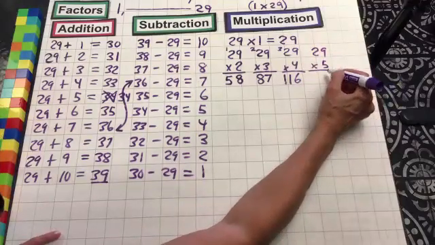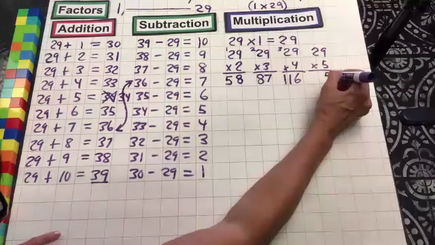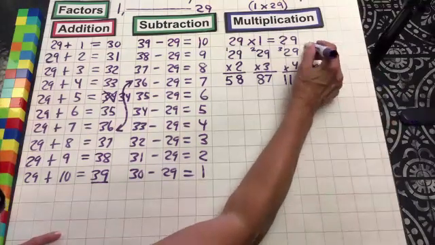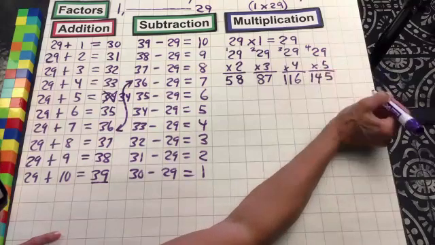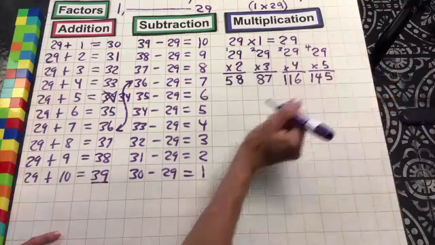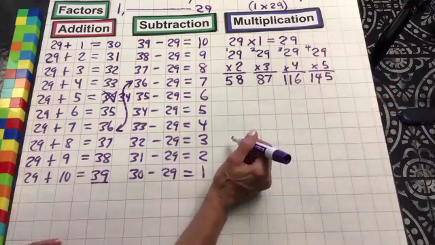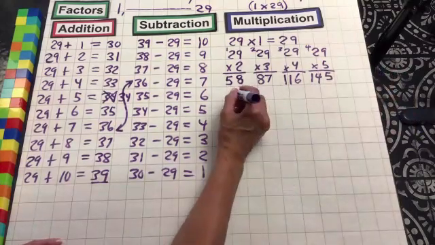5 times 9 is 45. Drop the 5, carry the 4. 5 times 2 is 10, plus 4 is 14. A little bit of patterns there.